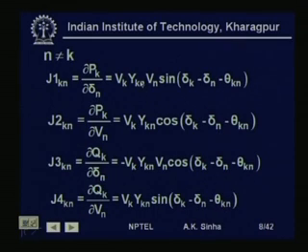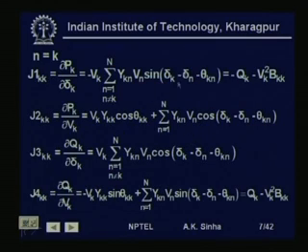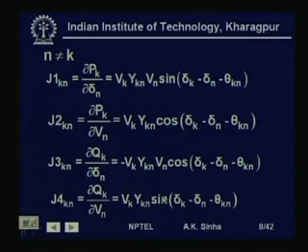Now, if we see the off diagonal elements of the Jacobian matrix as well as the diagonal elements of the Jacobian matrix, we find some similarity in the terms. We will see how we can take advantage of these similarities.